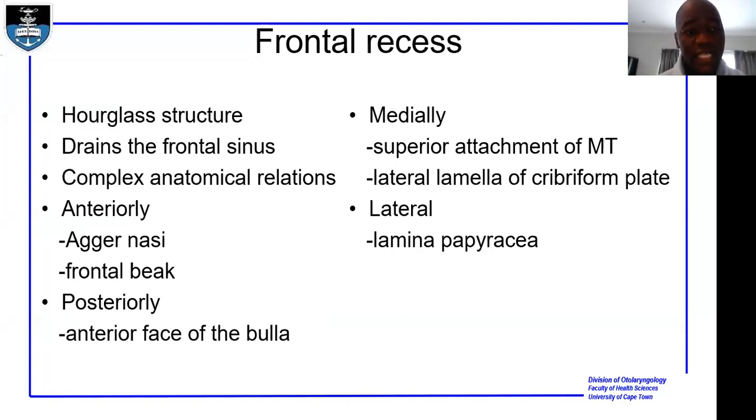Anteriorly, there's the Agger nasi cell and the frontal beak, and posteriorly, there's the anterior face of the bulla. Medially, you find the superior attachment of the middle turbinate and the lateral lamella of the cribriform plate. Laterally, there's the lamina papyracea.